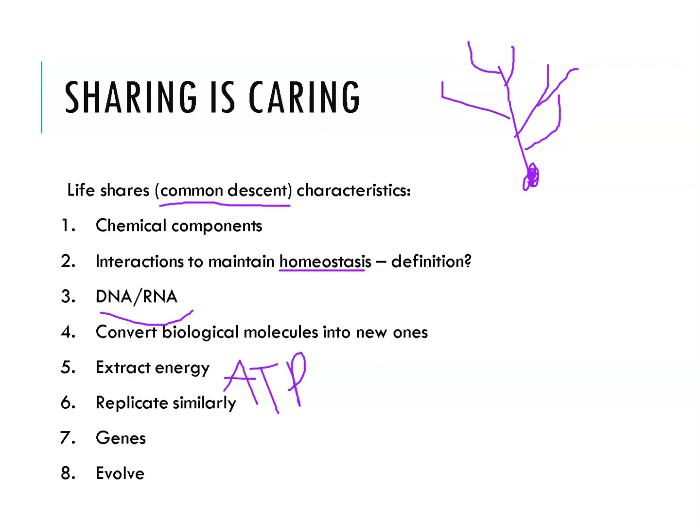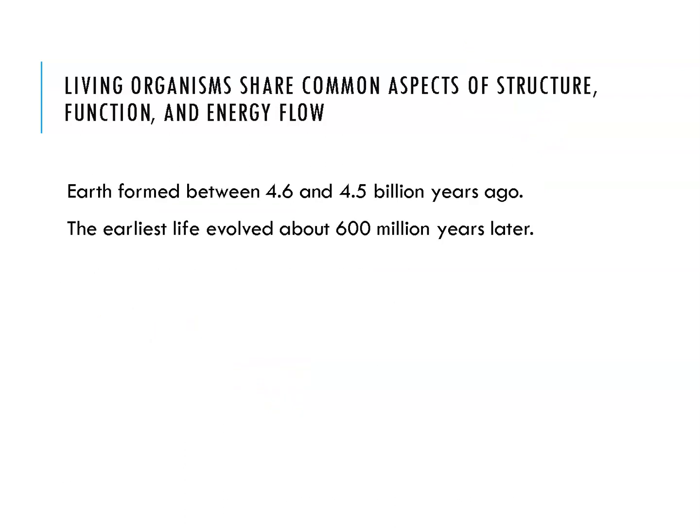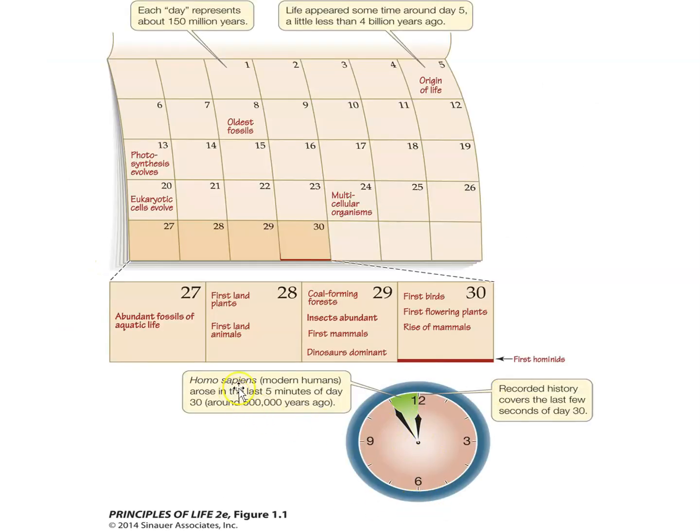And so life, according to evolutionary scientists, 4.5 billion years ago, Earth formed. It took a long time for the earliest life to come about. And so Homo sapiens, we came in the last 5 minutes, if this is like an image from another textbook. But in the grand scheme of the evolutionary timeline, the rise of the mammals was in the last day, and the first hominids, which are human-like creatures, we're the last 5 minutes of the day.